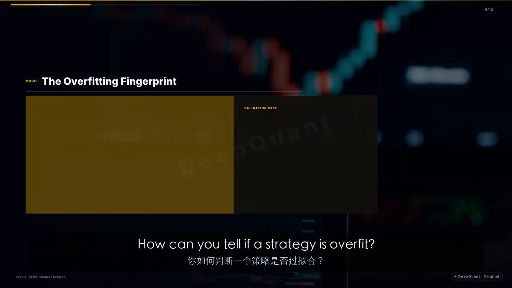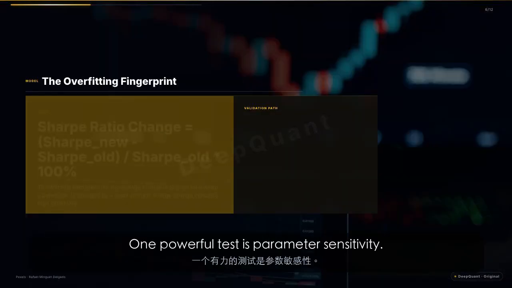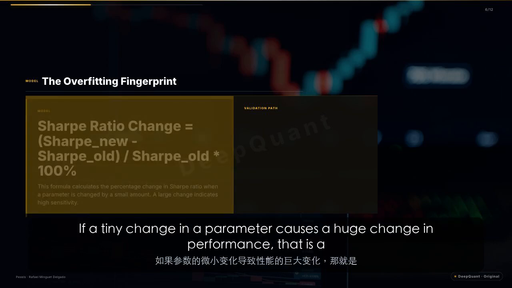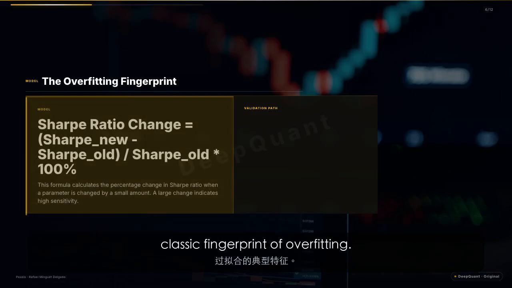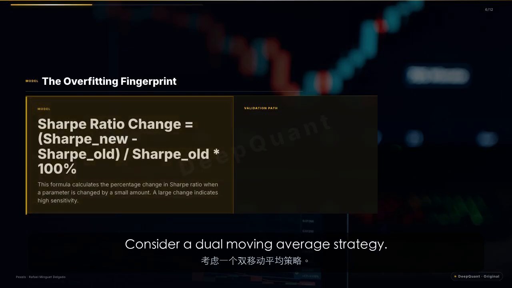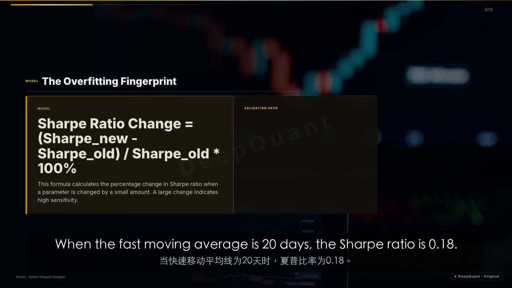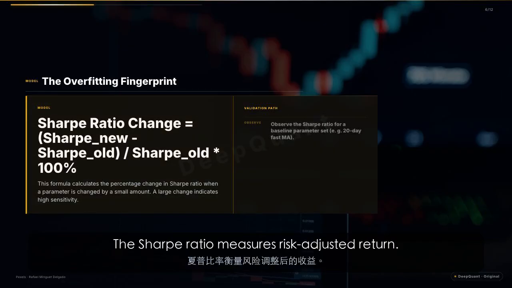How can you tell if a strategy is overfit? One powerful test is parameter sensitivity. If a tiny change in a parameter causes a huge change in performance, that is a classic fingerprint of overfitting. Consider a dual moving average strategy. When the fast moving average is 20 days, the Sharpe ratio is 0.18. The Sharpe ratio measures risk-adjusted return.